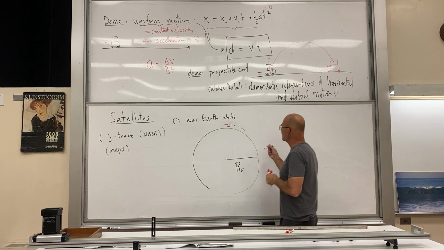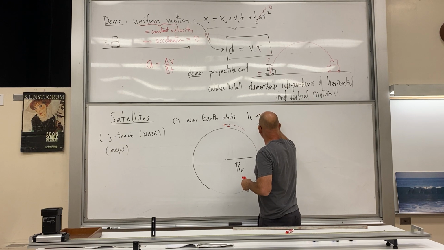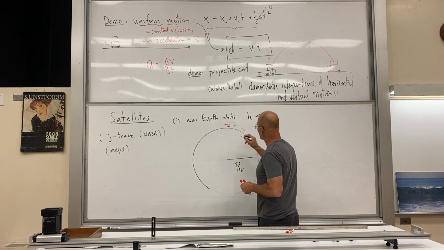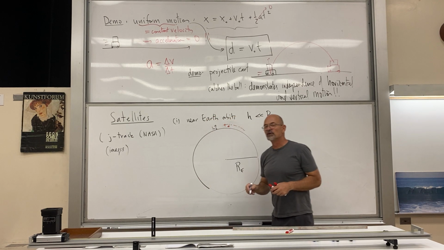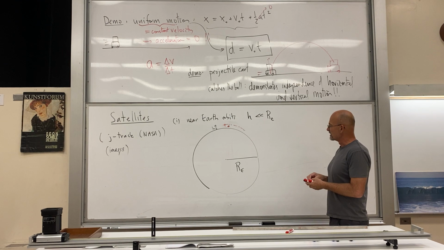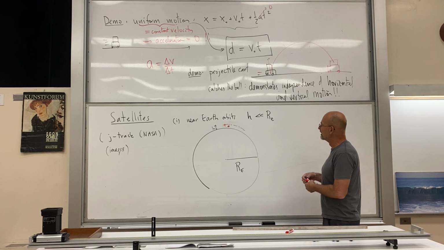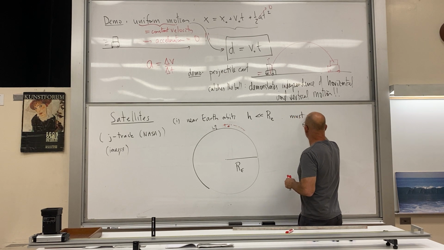So near Earth orbit, I could say H is much less than the radius of Earth. And H would be the height of the orbit above the surface of Earth. Okay. So that's the first thing. It must be above the atmosphere.